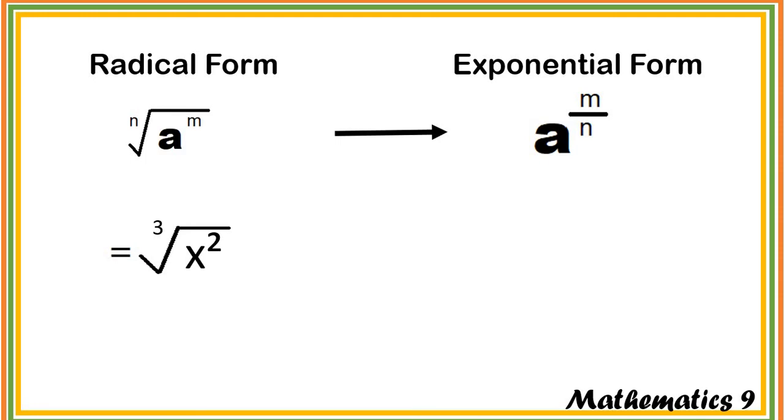So, isulat lang natin in the form of exponential form. Our a is x. And our m is 2. And our n is 3. So, this is the final answer in exponential form.